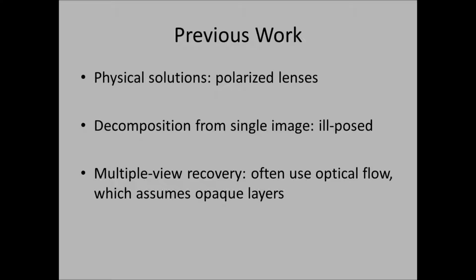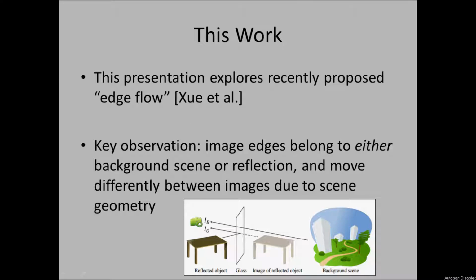However, existing approaches use such techniques as optical flow, which assume that occlusions are opaque, and so are not able to deal effectively with combined background reflection pixels, which are a composition of two layers. This presentation explores a recently proposed idea called edge flow. The key observation is that edges typically belong to either the background or the reflection, but not both, since that would require the edges lining up perfectly between layers. Also, due to the scene geometry and the usually different depths of the background versus reflection, those layers move differently between views, so we can exploit parallax differences to separate the layers.